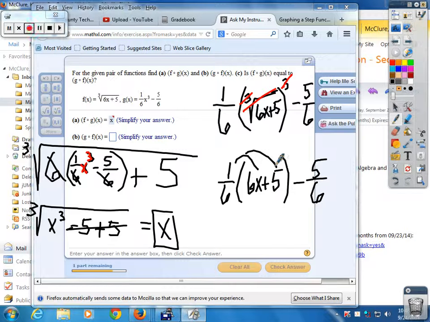And you're going to get x. Because what happens to the 5/6 and 5/6? They cancel, and you're left with 1/6 times 6x, which is x. Those are both equal to x. That's a good problem. All right.